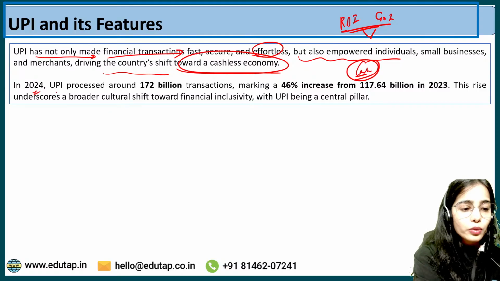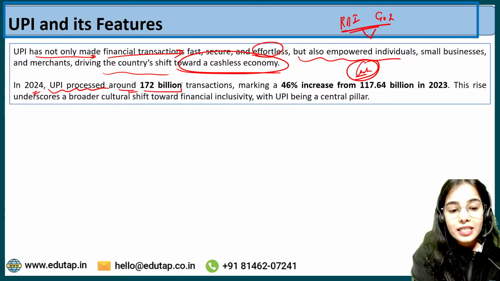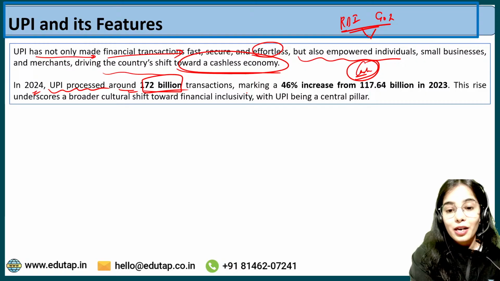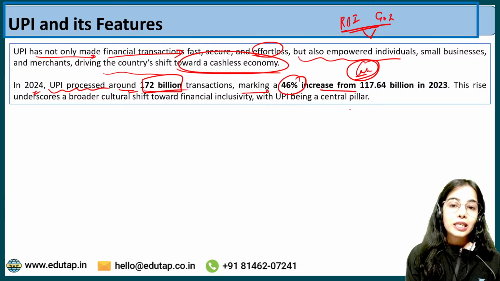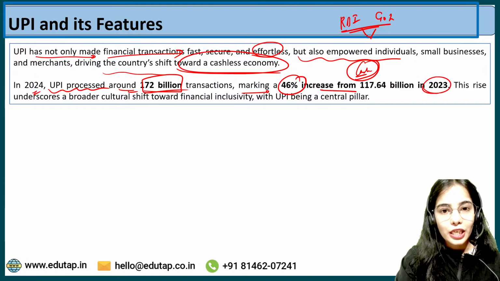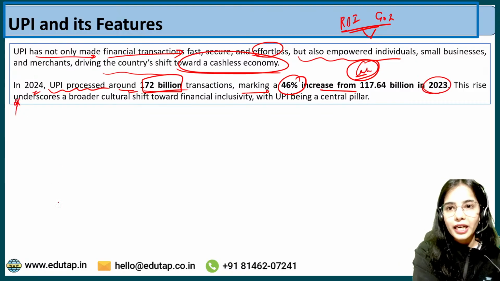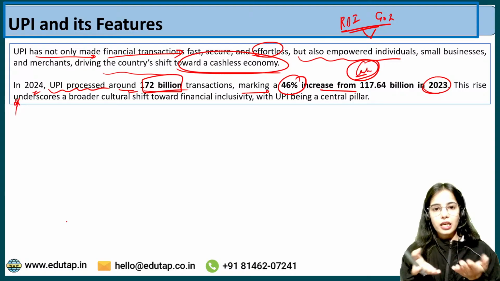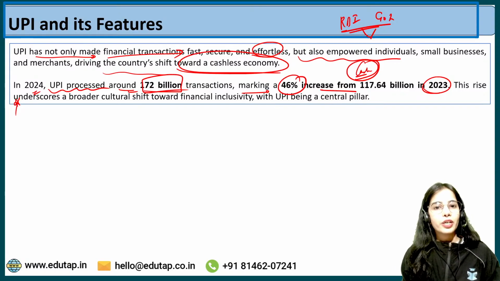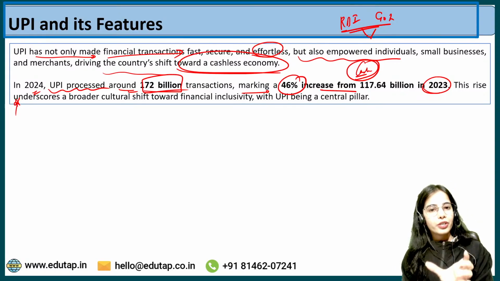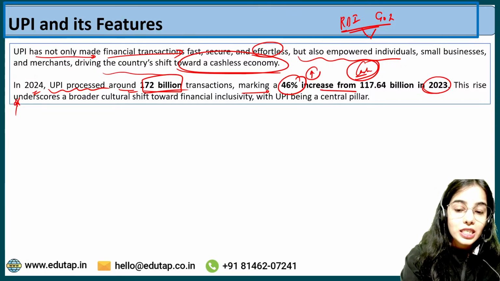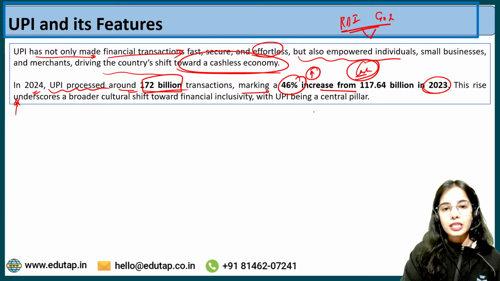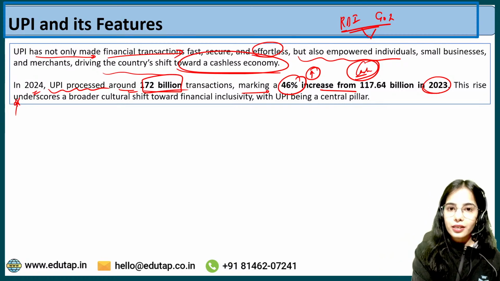In 2024, the UPI processed around 172 billion transactions, marking a 46% increase from the 117.64 billion transactions that happened in 2023. This is a data point that you can keep in mind, because the current financial year is 2025. So we have the previous data that you can remember from the examination point of view. You can see there is a 46% increase in the transactions processed through UPI from 2023 to 2024.